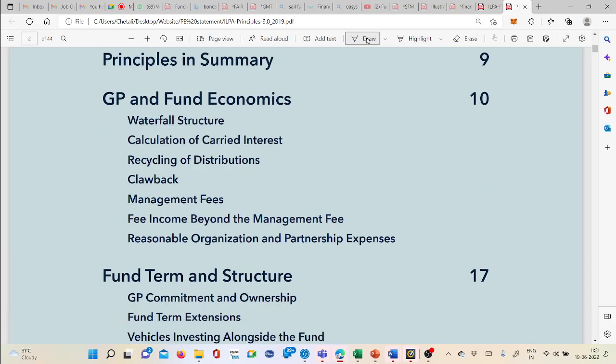Okay. So in the curriculum you can see two terms. One is general partner, limited partner. The other is the waterfall structure. We have two waterfall structures, the US waterfall, meaning British and American, right?